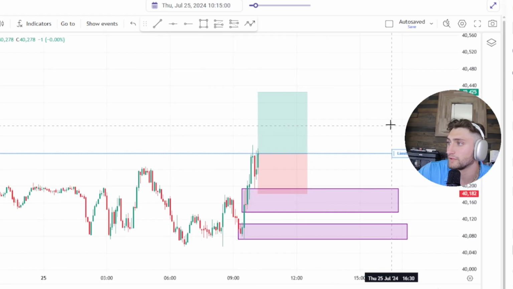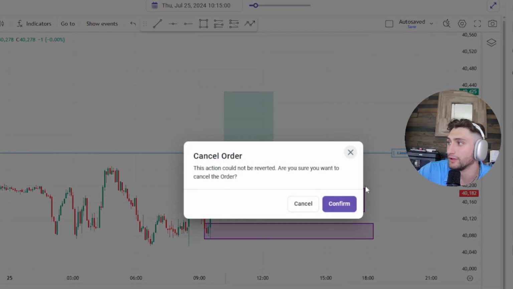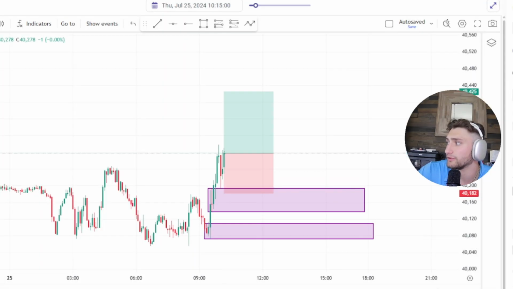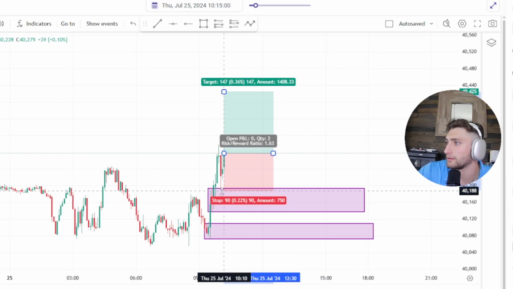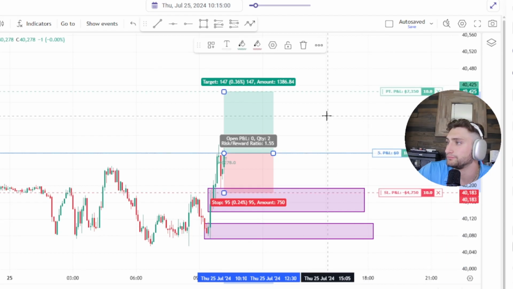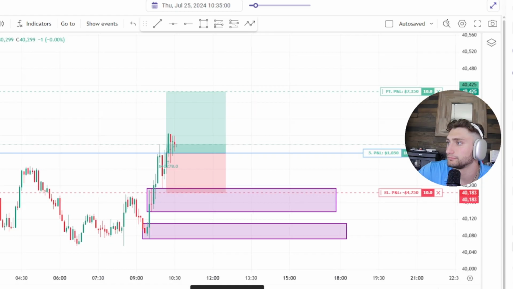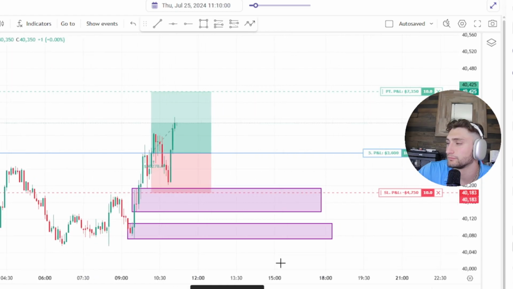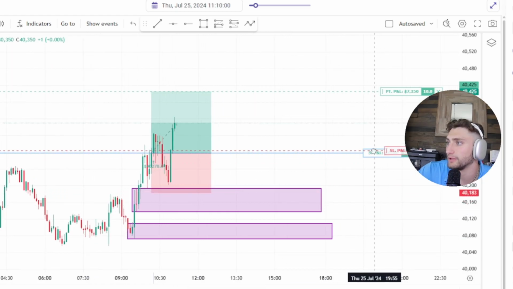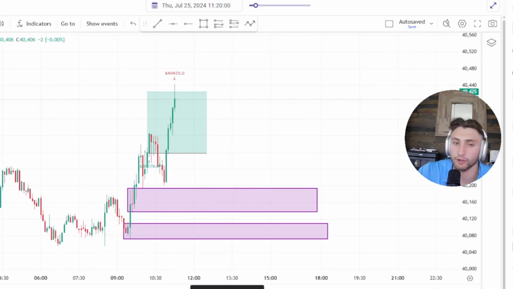Oops, I still have it on limit order. Target something like this. And we'll buy. Let's see. There we go. Almost get stopped out. Boom, move stops to break even. And we're going to hit take profit. See what happens if you just wait for extra confirmation.